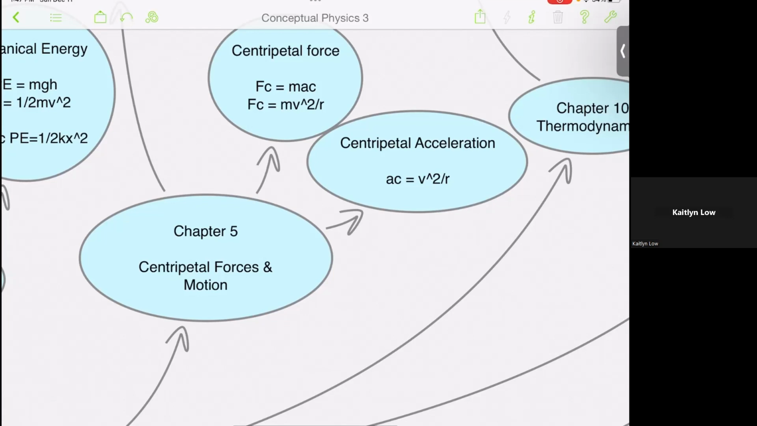No problem. I have a question as well. Okay. So for centripetal force, the static friction supplies the inward force. I'm just confirming that. Correct. Is that the same for centripetal acceleration as well? Yes. Okay. Thank you. No problem.